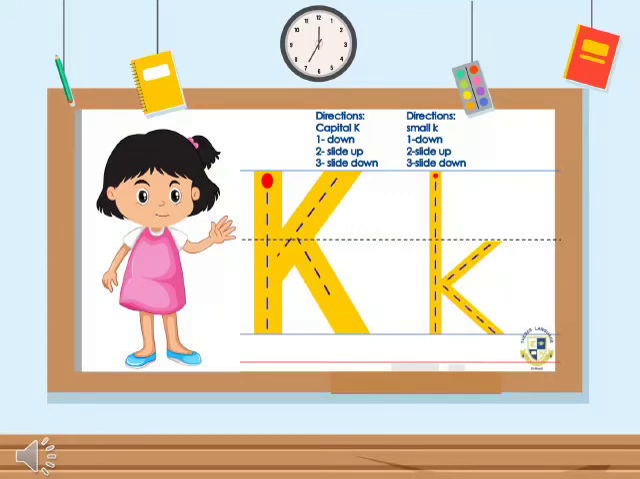And let's learn how to write small k. Down, short slide up, and short slide down. How are we gonna write capital K and small k? Capital K. Down, slide up, slide down. Small k. Down, short slide up, short slide down.